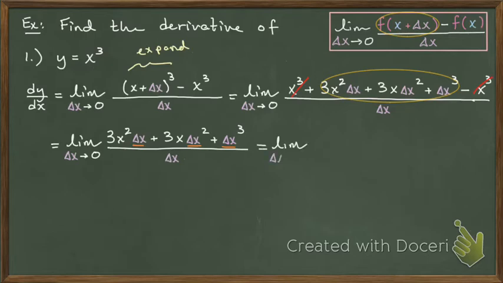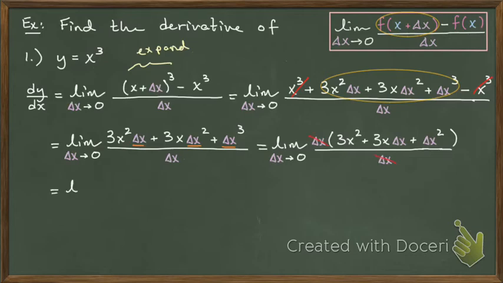I'm going to factor that out. I get delta x times 3x squared plus 3x delta x plus delta x squared, again, all divided by delta x. That's got to happen. Otherwise, when delta x goes to 0, I'm going to get 0 over 0. To curb that, these delta x's are going to cancel, and I'm left with everything in parentheses there. Now, as delta x goes to 0, I can actually evaluate this limit.